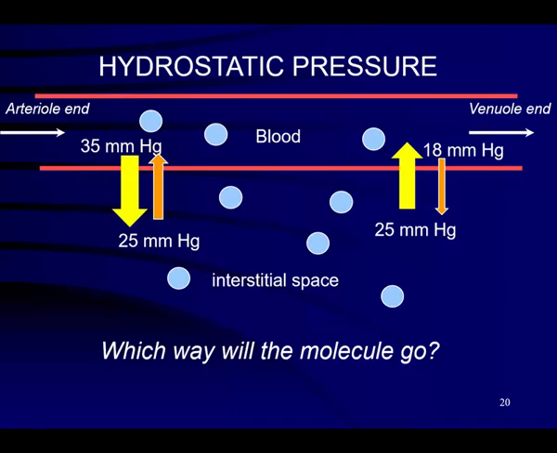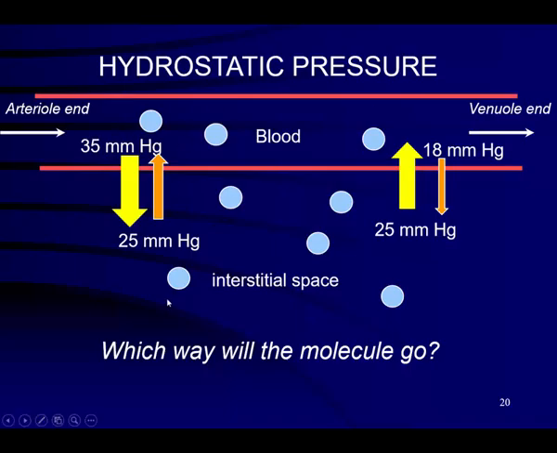Blood pressure, however, is much higher at the arterial end than it is at the venule end, because the arterial end is closer to the heart. And while you don't have to remember the numbers here, notice that the 35 is higher than the 25 at the arterial end, and the 25 osmotic pressure is higher than the 18 of blood pressure at the venule end. This means things tend to move out of the capillary at the arterial end and move into the capillary at the venule end, which makes sense.